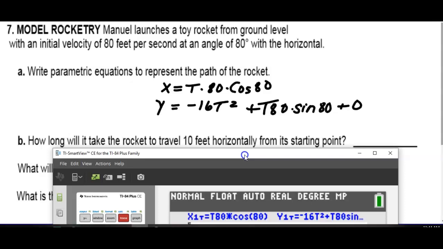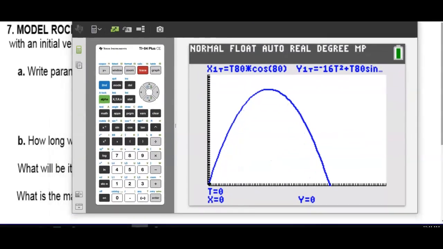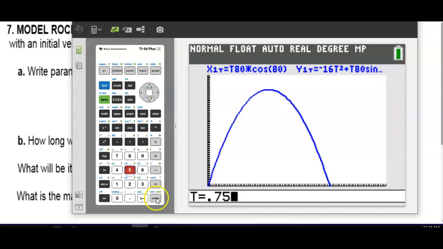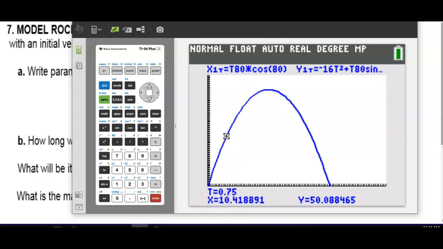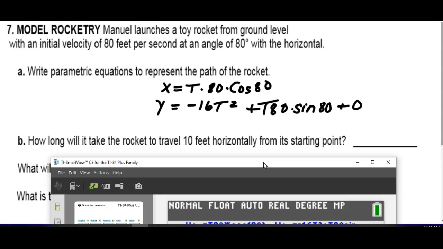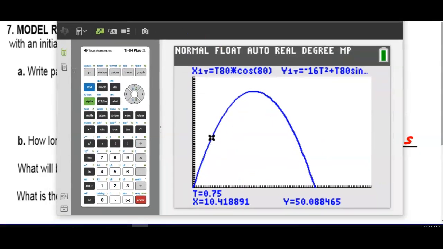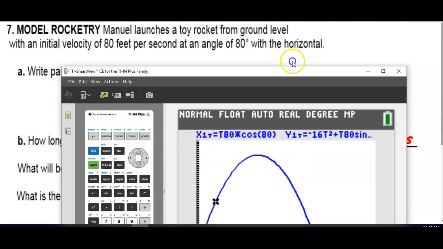All right, how long will it take to travel 10 feet horizontally? So I want to trace forward in time and tell my X value horizontally is about 10. So somewhere about 0.7, maybe 0.75, if I just want to guess. It's about 10 feet away. Horizontally is X. What will be its vertical distance at this point? 50 feet up in the air.